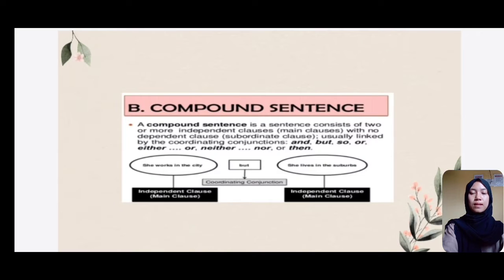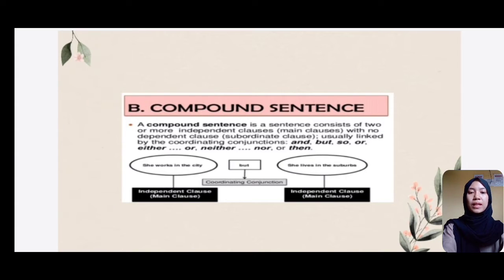Compound sentence. A compound sentence is a sentence that consists of two or more independent clauses, main clauses, with no dependent clause, or subordinate clause, usually linked by the coordinating conjunctions and, but, so, or, either...or, neither...nor, or then. Example: She works in the city but she lives in the suburbs.